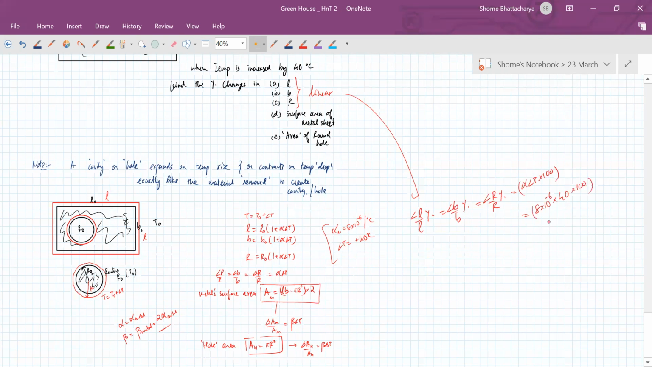So that is how much now? 0.032, isn't it? As a percentage change, it will be point... No, that is alpha, not beta. 8 into 10 raised to the power minus 6 is the value of alpha.